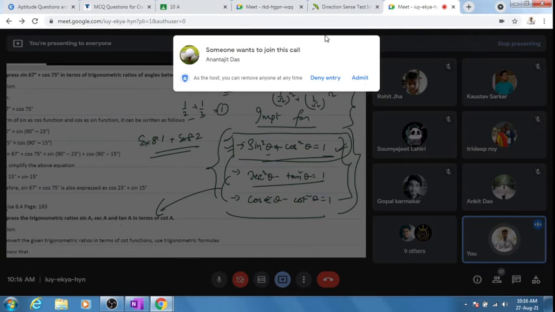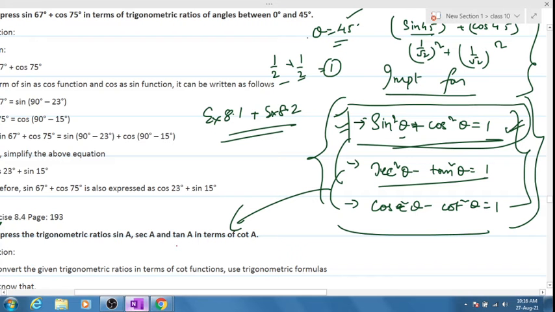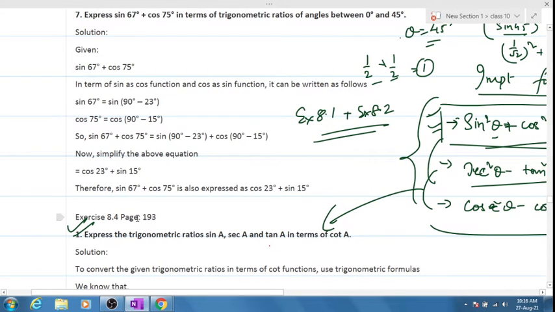So yesterday I gave you three important formulas that will be required for solving exercise 8.4, and I believe students have kept in mind all those formulas. And question number 1 was given as homework to you, all right? So express trigonometric ratios sin A, sec A and tan A in terms of cot A.